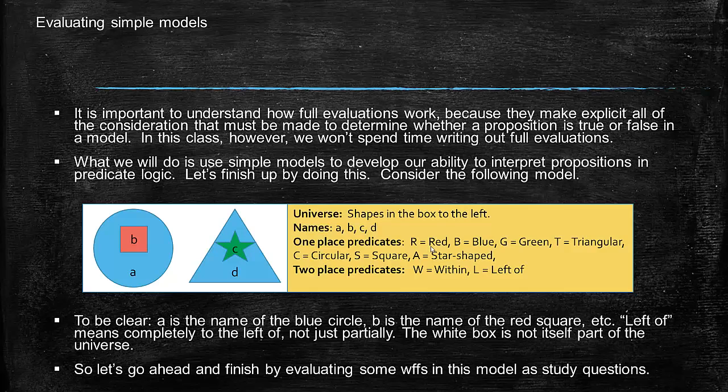We have several predicates: red, blue, green, triangular, circular, square, and star shape. These are one-place predicates, sometimes called properties. And then we have two-place predicates, just two-place predicates within, so we can say A is within B, and also left of, so we could say A is to the left of B. And notice that when we say left of, we mean completely to the left of. So for example, part of D is to the left of C, but not all of it. So D is not to the left of C, A is not to the left of B.